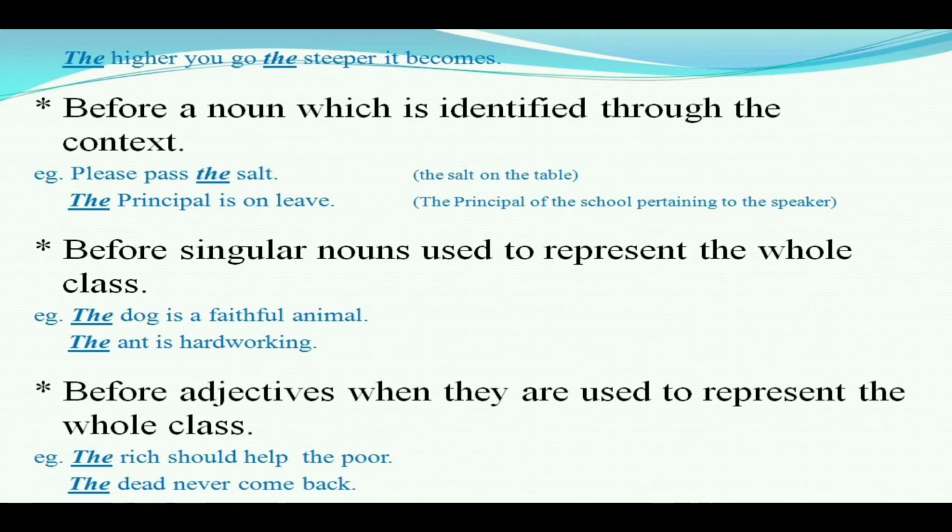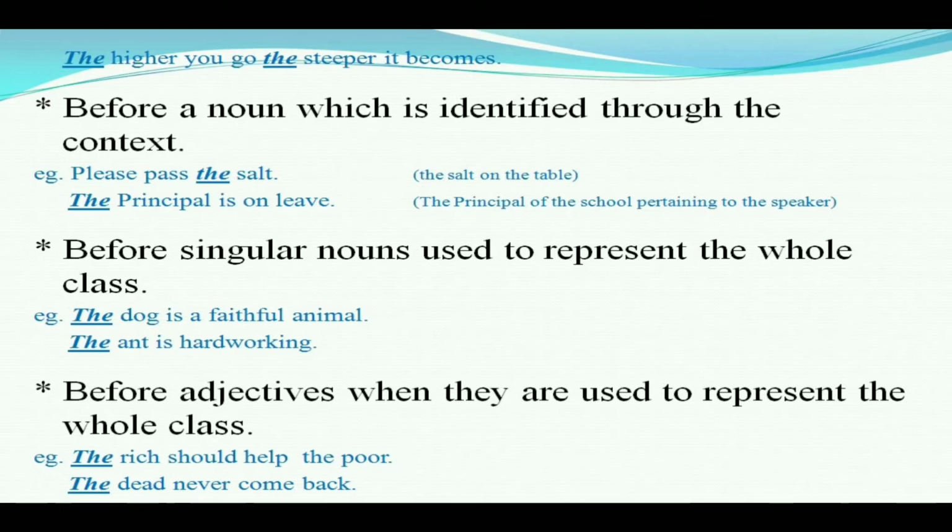Next point, before singular nouns used to represent the whole class. If a singular noun is used to represent the whole class, then we use the before that noun. For example, the dog is a faithful animal. It means I'm talking about all dogs, the characteristics of the dog.